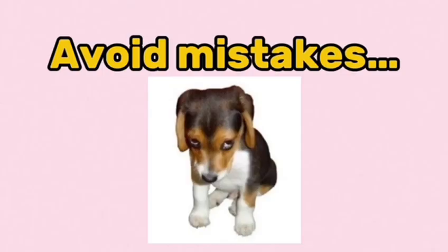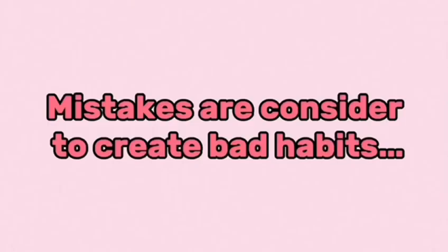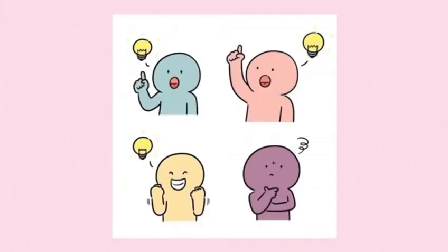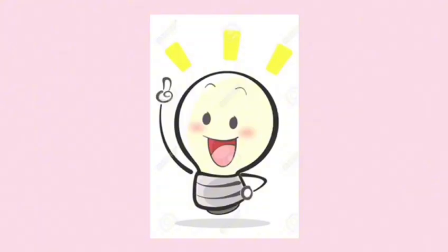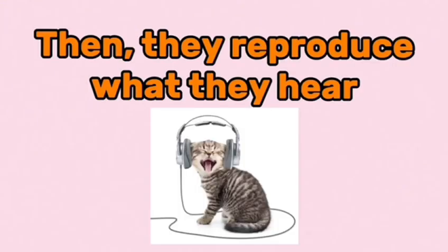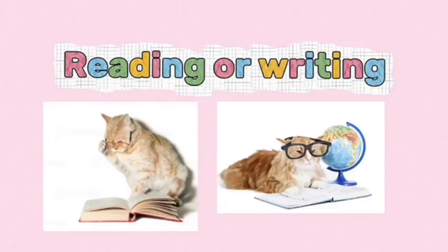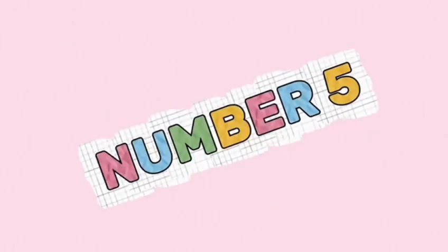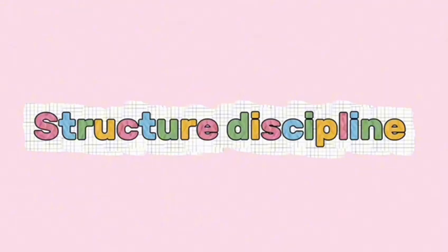Number 3, avoid mistakes. In this method, audiolingual, mistakes are considered to create bad habits. Number 4, listen first, speak later. The students must first listen a lot to become familiar with the sound of the language. Then, they reproduce what they hear. Reading or writing come later. Number 5, discipline and structured participation.